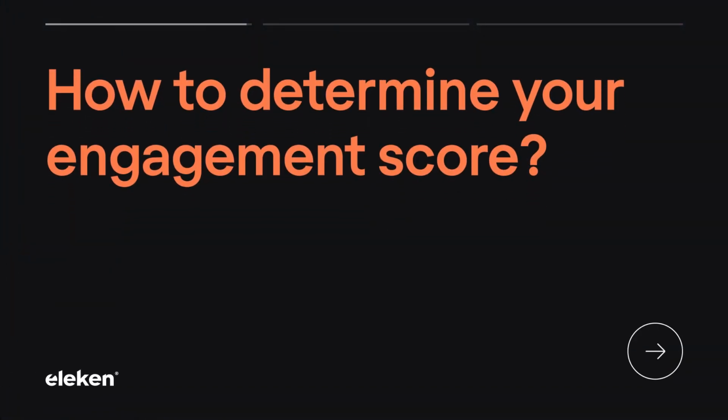Now, how to determine your engagement score? I recommend you to define right metrics after you started and have been tracking user engagement for some time. By drawing a graph of user engagement, you can see what are the average, high, and low results of your product.